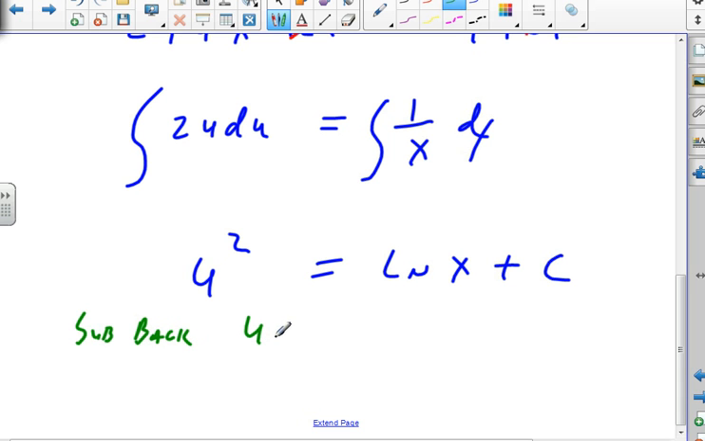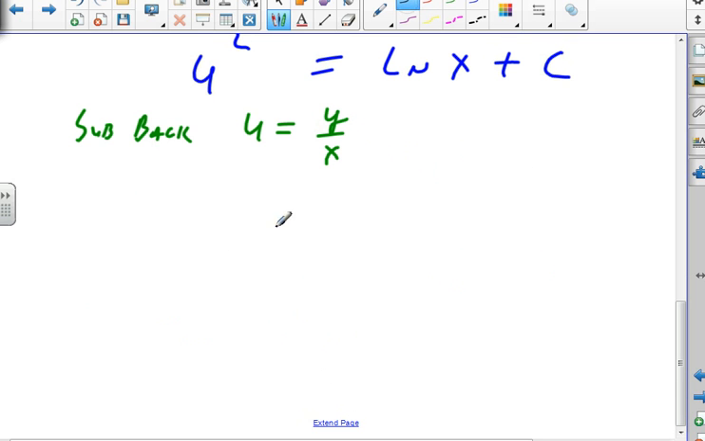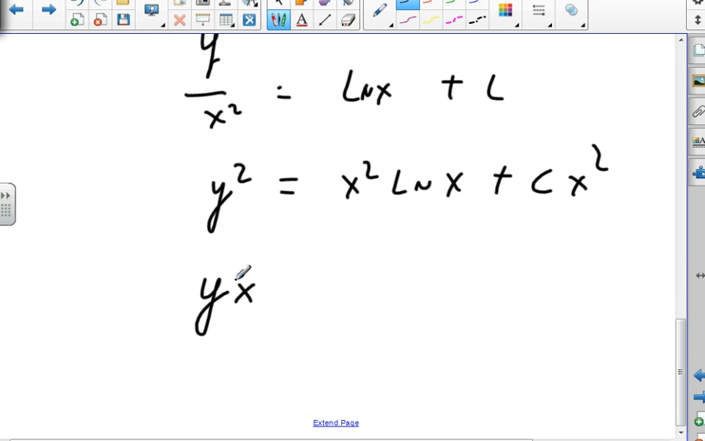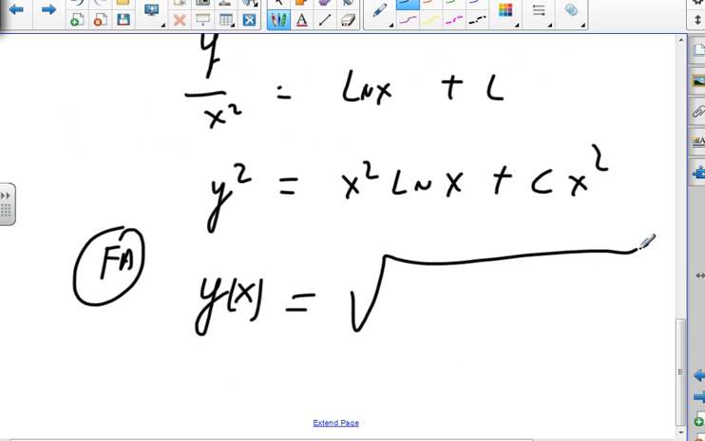And I remember that u is equal to y over x. So I'm going to substitute back and say that y squared over x squared is equal to natural log x plus c, and y squared is equal to x squared natural log x plus c x squared. And I'm going to have the y of x, and this is going to be my final answer. Final answer is equal to plus or minus the square root of x squared natural log x plus cx squared.